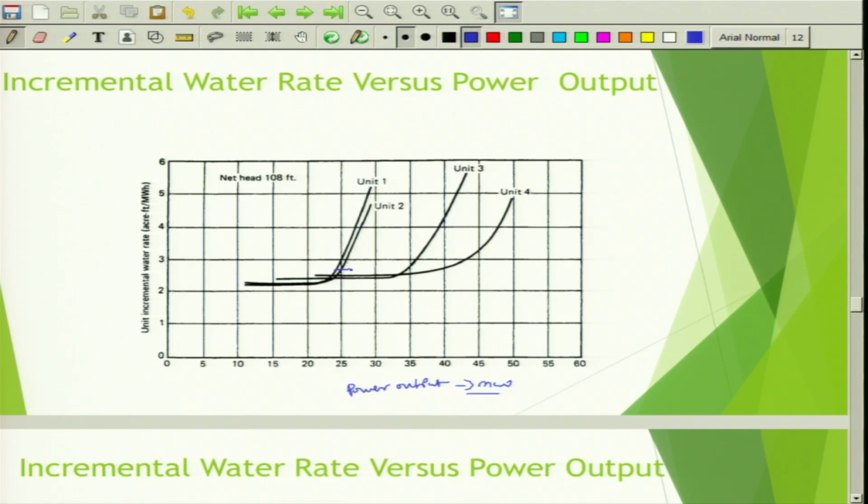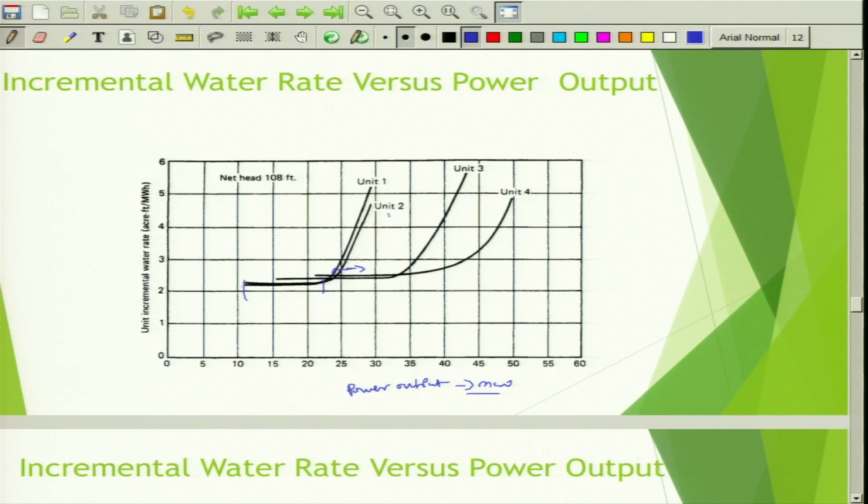So even a small increase, there is a constant and there is an increase rate, there is a minimum and maximum. I told you above maximum there is a shoot up in the incremental water rate, till the minimum and maximum capacity of the hydropower plant, it is constant. This we have already discussed in the initial slides. So above which each hydro unit has its own typical characteristics.